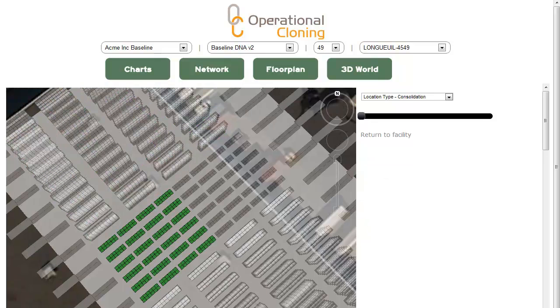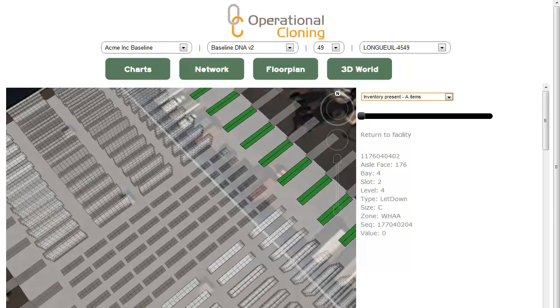Consolidation is where packing happens, shipping is where load building happens, and staging is where picked and packed shippable handling units are staged for loading. Trailer doors are the physical doors through which inventory arrive and leave.